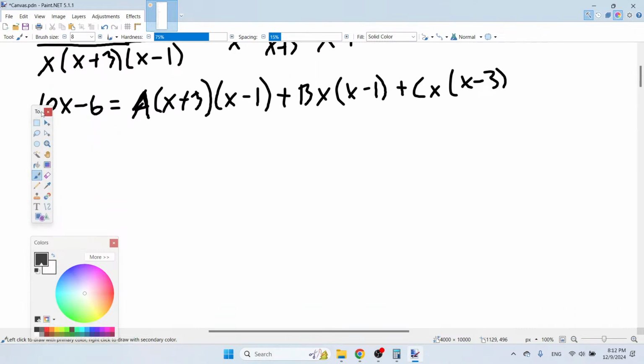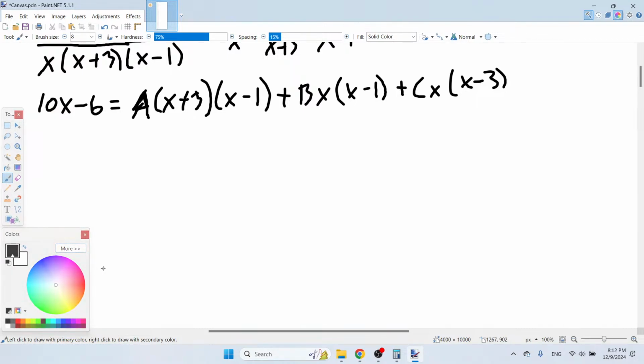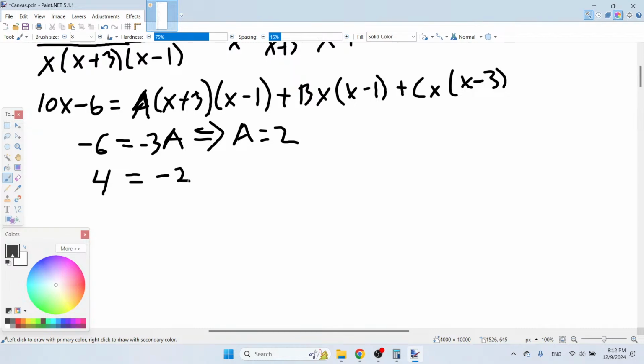Okay, from here, let's plug in convenient values for x. Like x equals 0 gives us -6 equals 3 times -1 times A. And that gives us A equals 2. Let's try plugging in x as 1. That gives us 10 minus 6 is 4 equals C times 1 times -2. So 1 times -2 is -2, -2 times C is -2C. That gives us C equals -2.